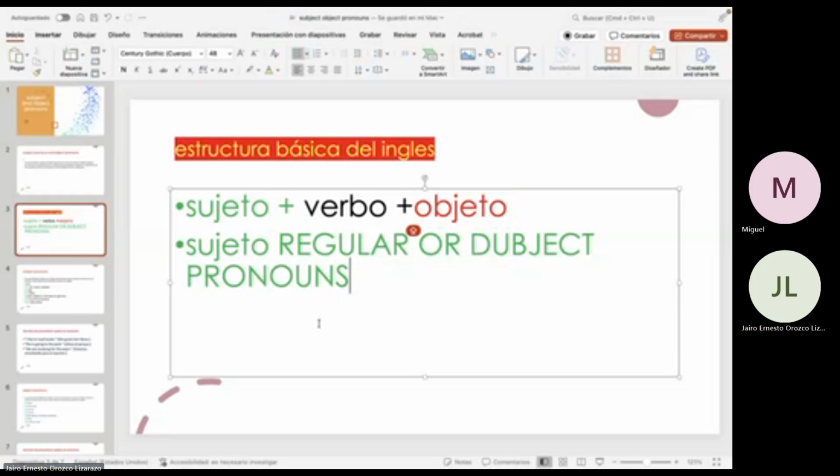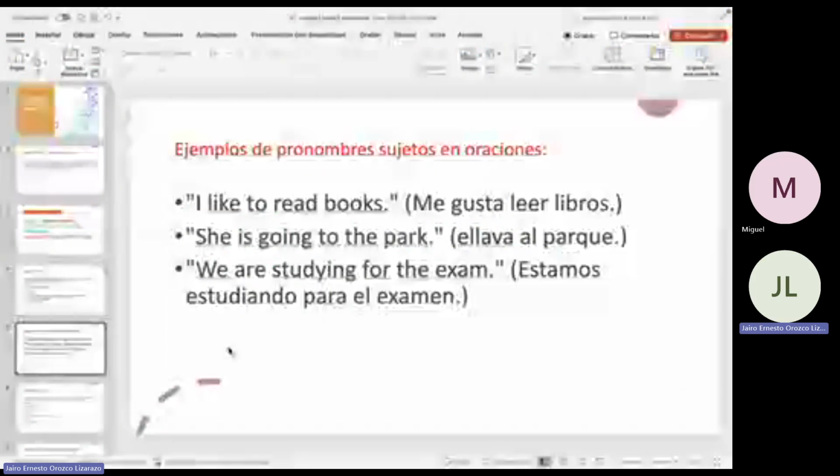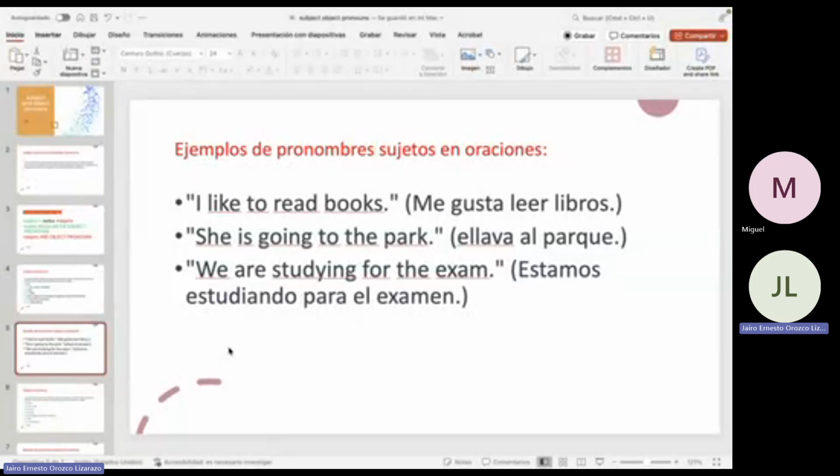Okay? So subject pronouns, the ones that we already know, the regular pronouns: yo, I; usted, you; he; ella, she; it for objects or animals without gender, in singular, right? We, nosotros, nosotras; they, ellos, ellas. So those are the subject pronouns. For example, I like to read books. I is the subject pronoun. She is going to the park. She is the subject pronoun. We are studying for the exam. We is the subject pronoun. Okay, so regular pronouns are called subject pronouns.